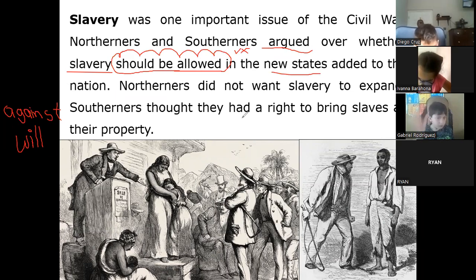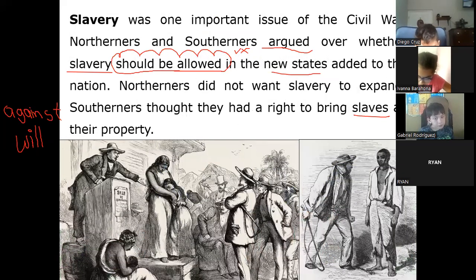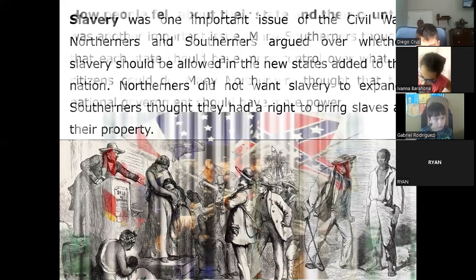Northerners thought they had a right to bring slaves. The Southerners, who are the Southerners? The red ones, these states, at the south of the country. These Southerners thought they had a right to bring slaves as their property. So the Southerners agreed with slavery, but the Northerners disagreed. So that's why slavery was an important issue of the Civil War.